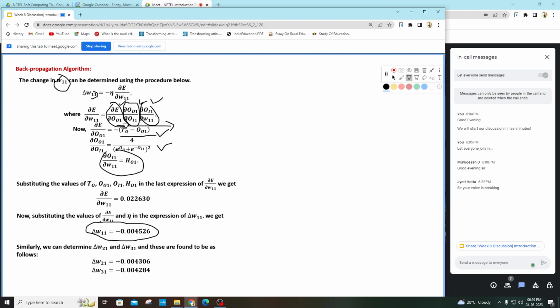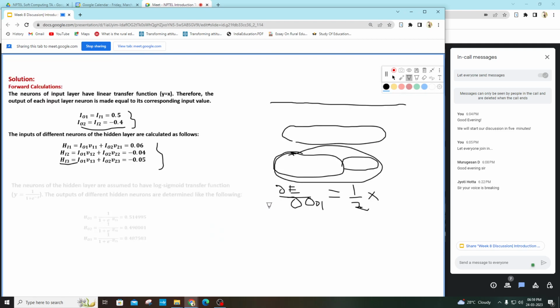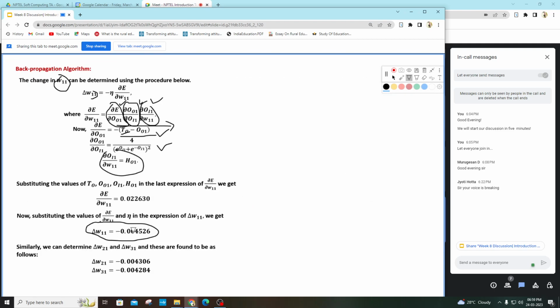Okay, and you can put the value of TO, you know. TO, target output, you know, right? This is your target output, 0.15, right? So you will be reaching this del W11. Similarly, you can calculate del W21, del W31.